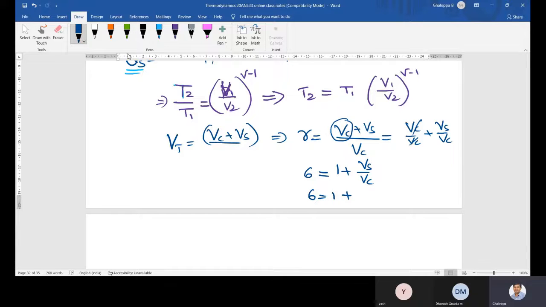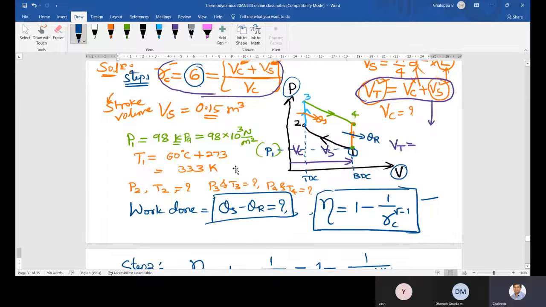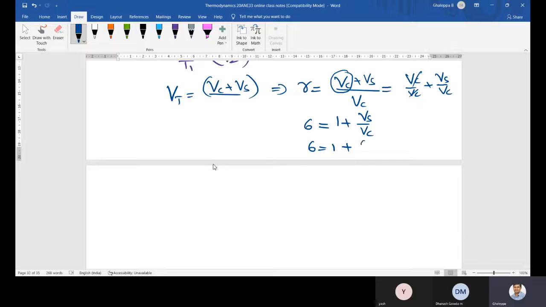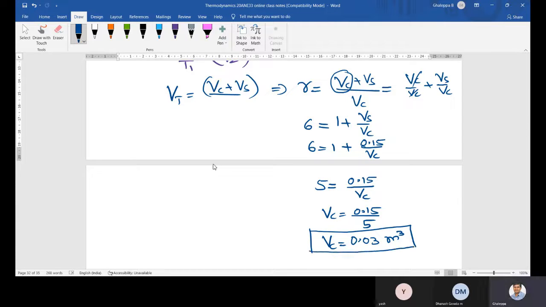It is given in the numerical. Vs is 0.15. That you substitute here. 0.15. And Vc, right, as 6 minus 1, 5. 5 is equal to 0.15 divided by Vc. So Vc is equal to 0.15 divided by 5. So how much will be the answer? 0.15 divided by 5. So we'll get 0.03 meter cube. This will be the value.